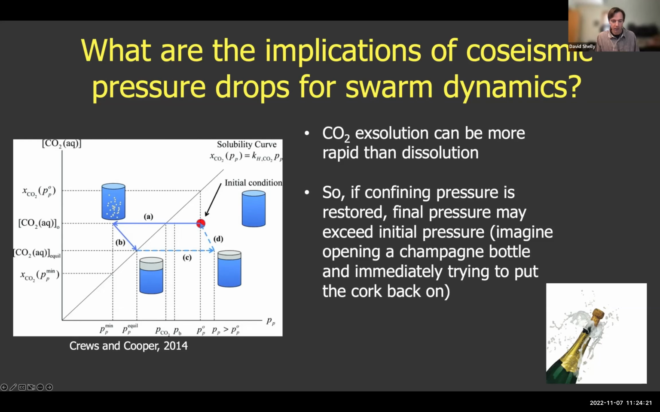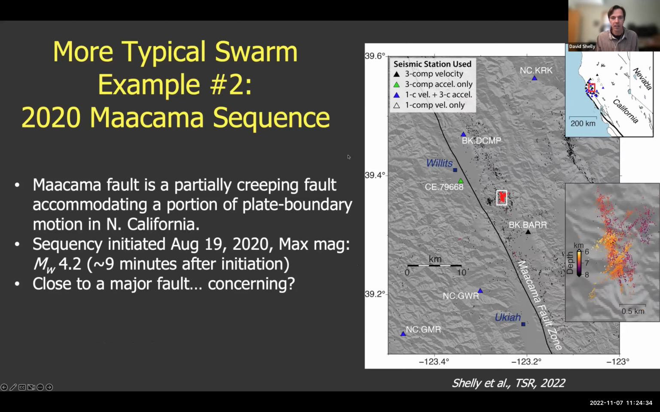Okay, looks like I have just a few minutes left here, but I want to go over one more example. It's what I would call a more typical swarm example. In this case, it's not volcanic. It's near the Makima Fault in Northern California. The Makima Fault is part of the San Andreas system. It's a right lateral strike slip fault. It accommodates a portion of plate boundary motion in Northern California.